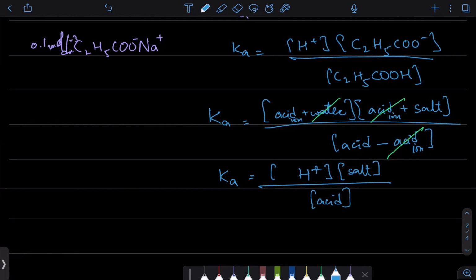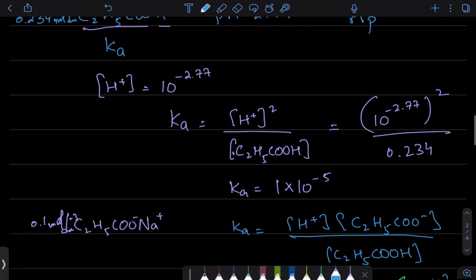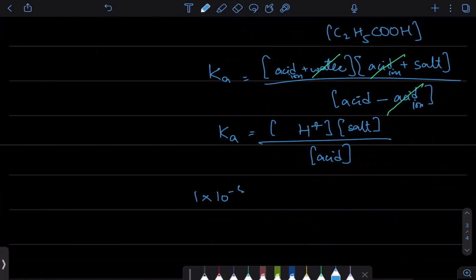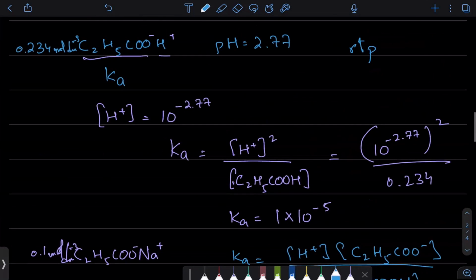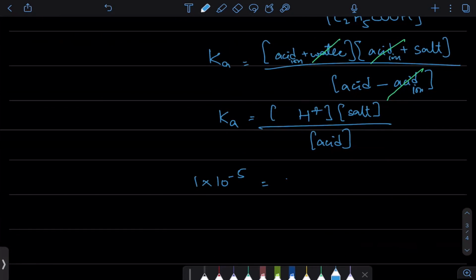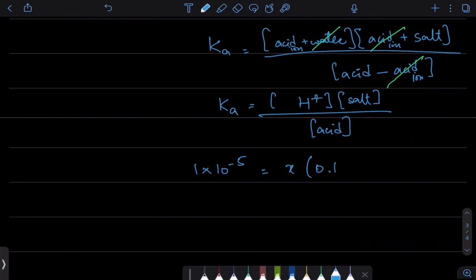Obviously, Ka to acid ka behavior pe hai na. So the Ka will still be, what was it? 1 into 10 power minus 5. So it will still be 1 into 10 power minus 5. H positive concentration, let's see. H positive concentration, I don't know because it will change now. सीधी सी बात है. I've added another salt, so it will be X. Concentration of salt is 0.1. Concentration of acid was 0.234.